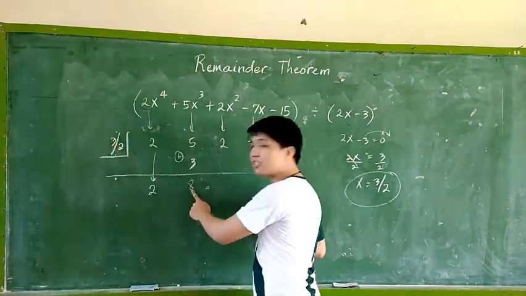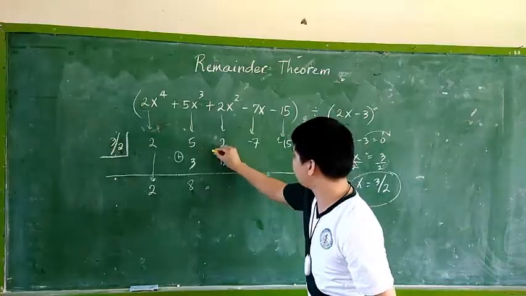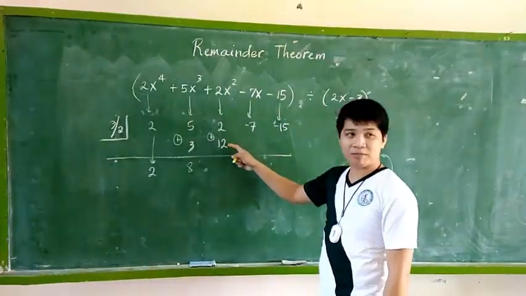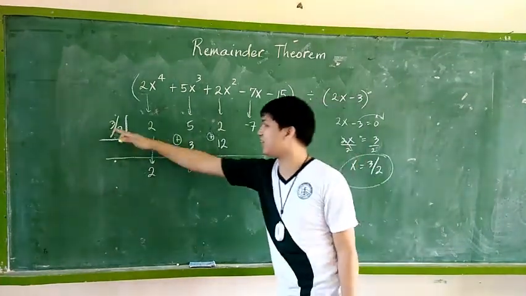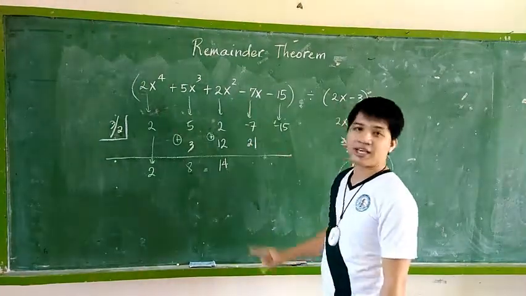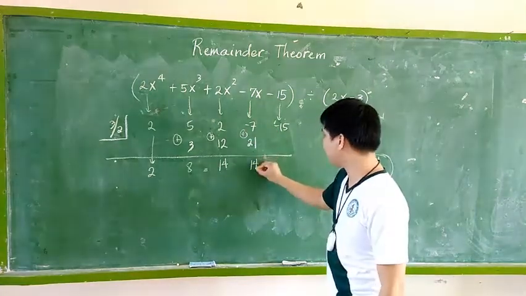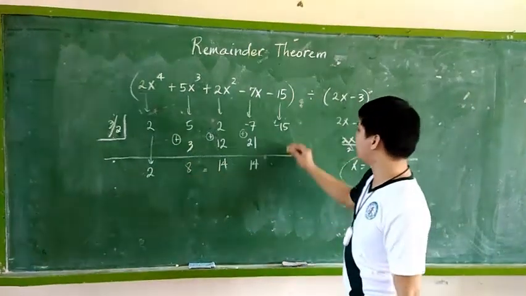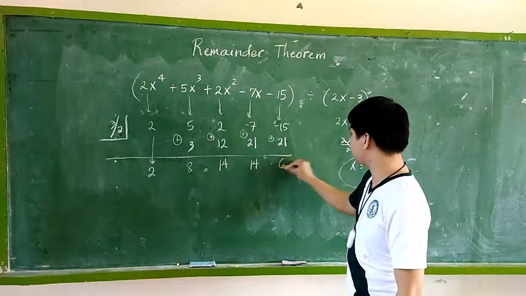3 times 8, that's 24. You divide it by 2, that is 12. Okay, so again we add 2 and 12, that's 14. Repeat the process. 14 times 3, that's 42. You divide it by 2, that's 21. And then again add negative 7 plus 21, that's 14. Repeat the process. 14 times 3, that's 42. You divide it by 2, that's again 21. And then simply add, this will become 6.